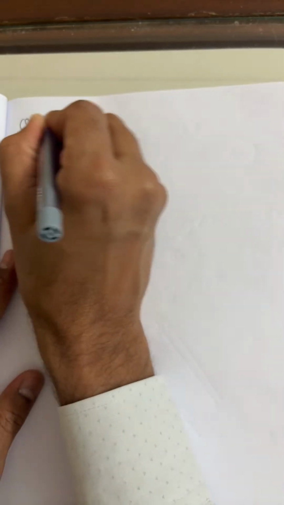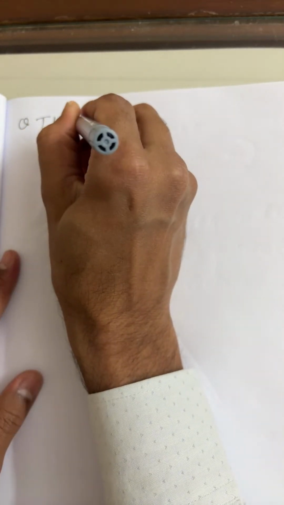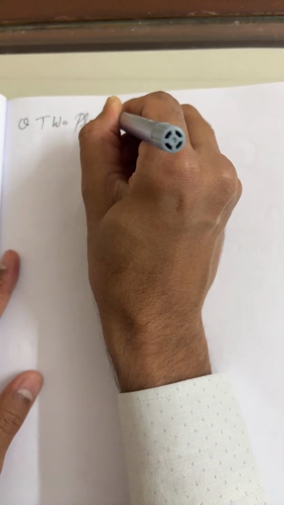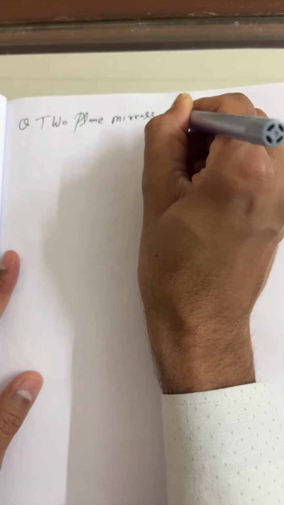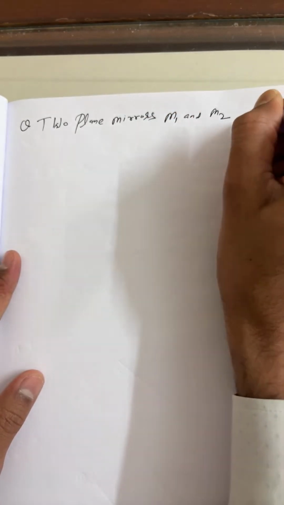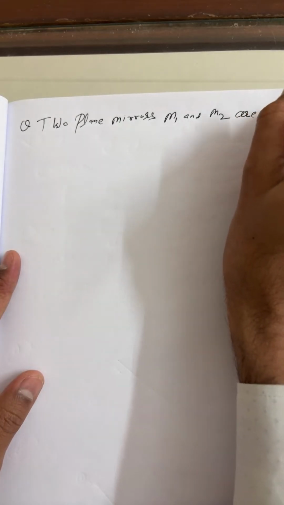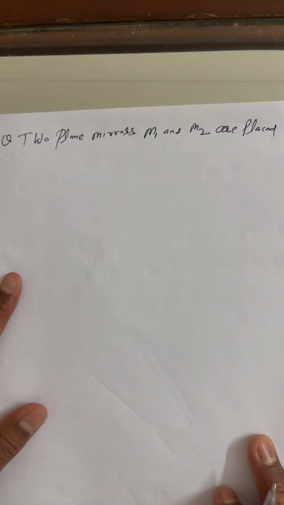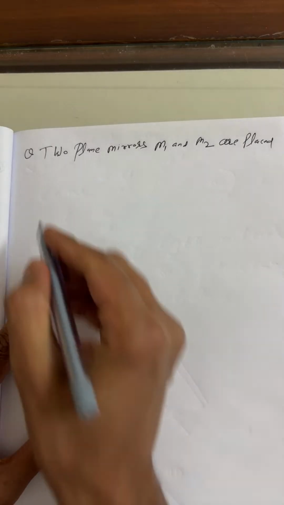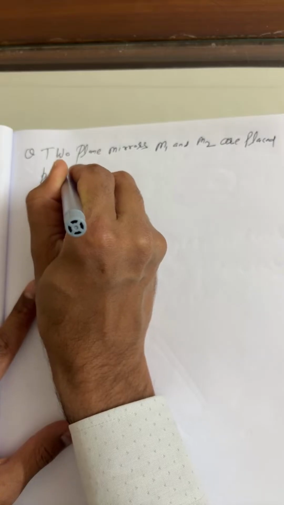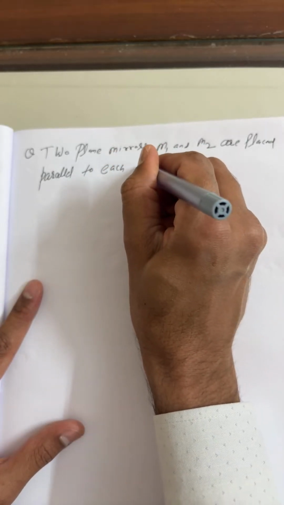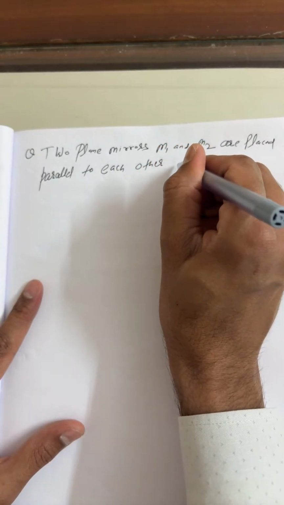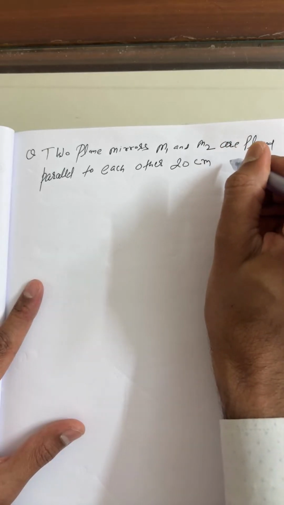Students, what's the question? Two plane mirrors, M1 and M2, are placed parallel to each other, 20 centimeter apart.